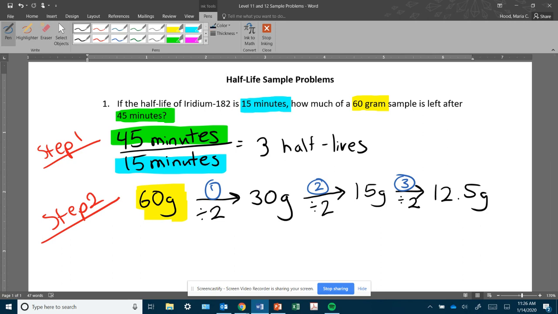This means that after 45 minutes, there will be 12.5 grams of iridium-182 left.